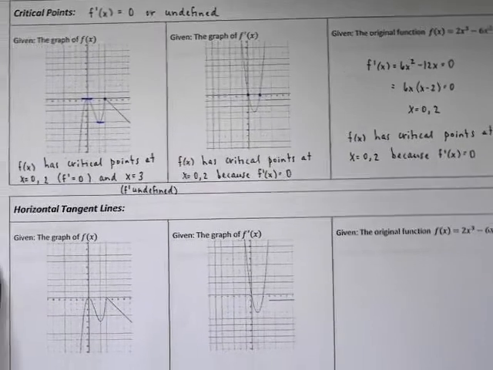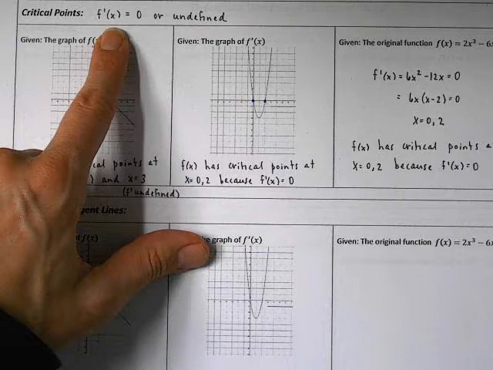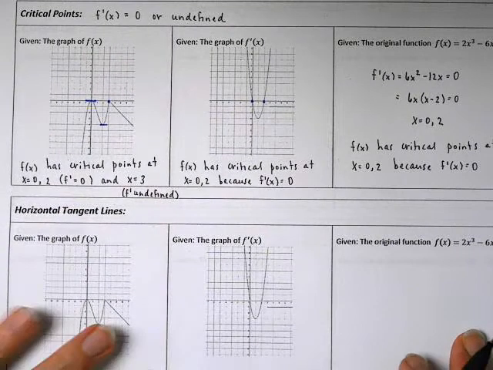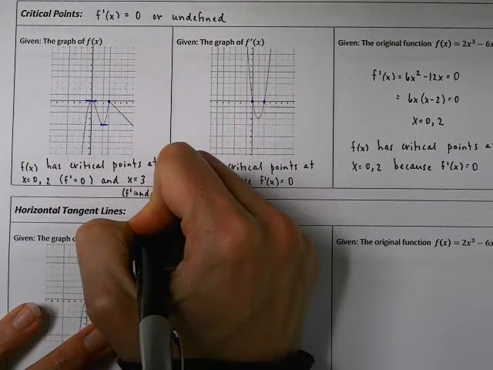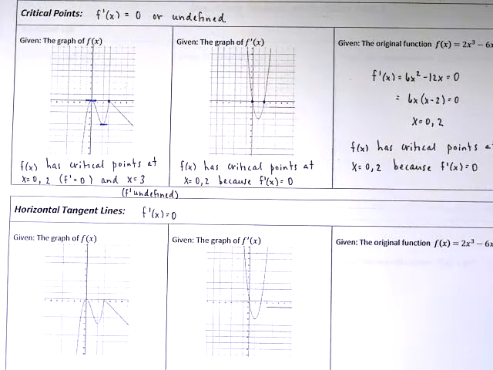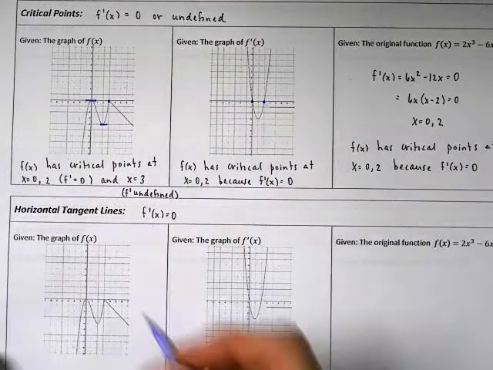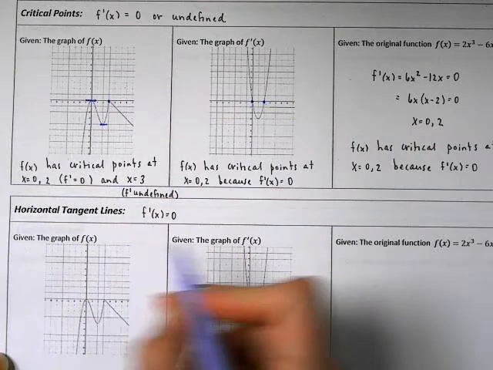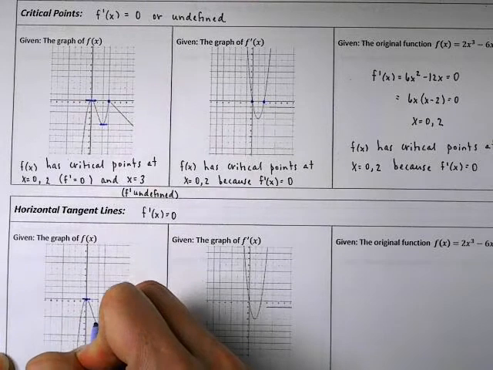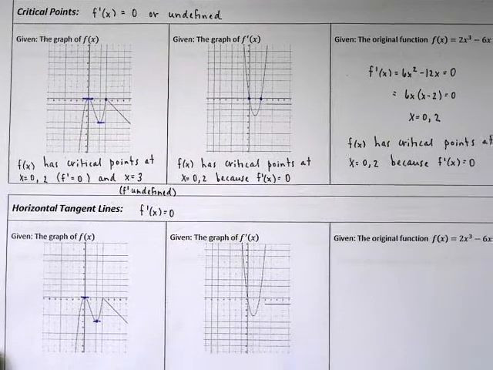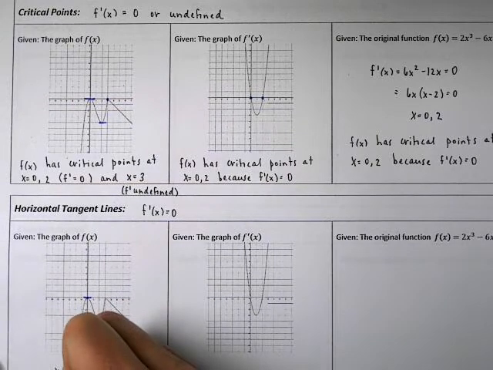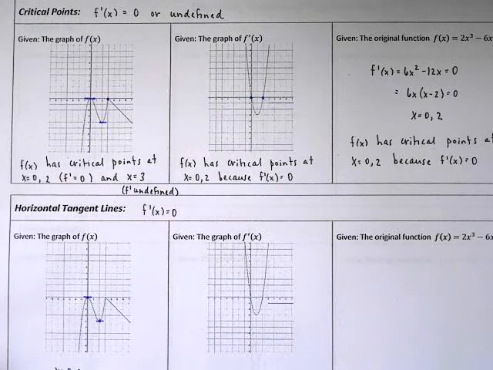So for critical points, we said we find those where the derivative is 0 or undefined. When we're talking about horizontal tangent lines, that's just going to be where f prime of x is equal to 0. So in this case, we have horizontal tangents. That tangent is going to have a slope of 0 here and here. So we would say it has horizontal tangents at x equals 0 and 2.